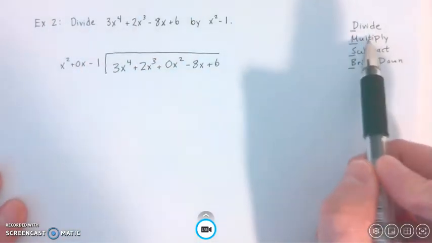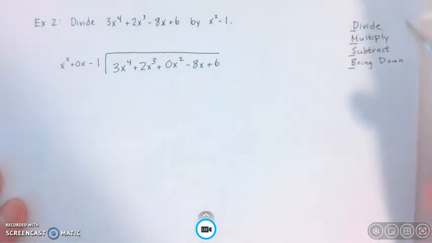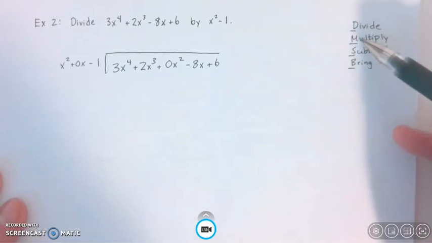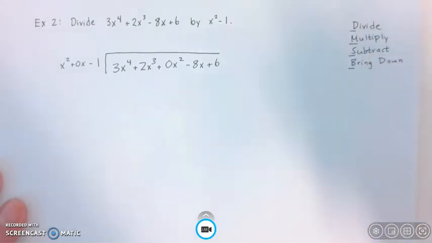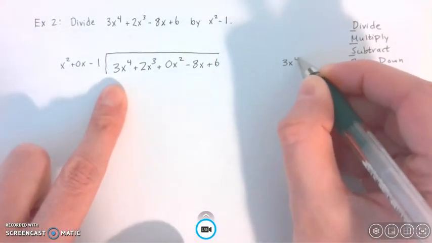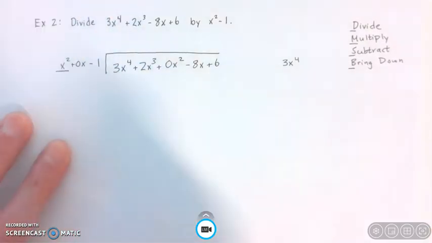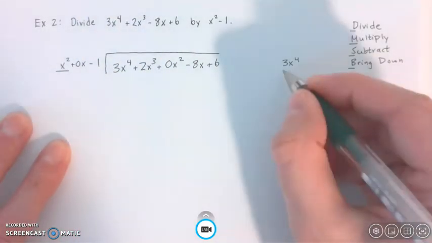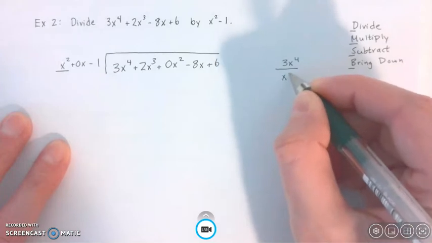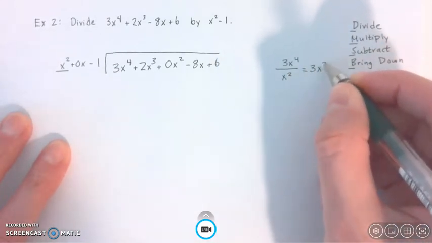So I've written the steps here for the pattern that we use. It's very repetitive, but we're always going to divide first, then multiply, then subtract, then bring down. And we're going to keep doing that until we can't anymore. So off to the side, I'm just going to write down 3x to the fourth. And remember that we're only dividing by the first term. All right, so we're going to do divided by x squared. And this gives me 3x squared.